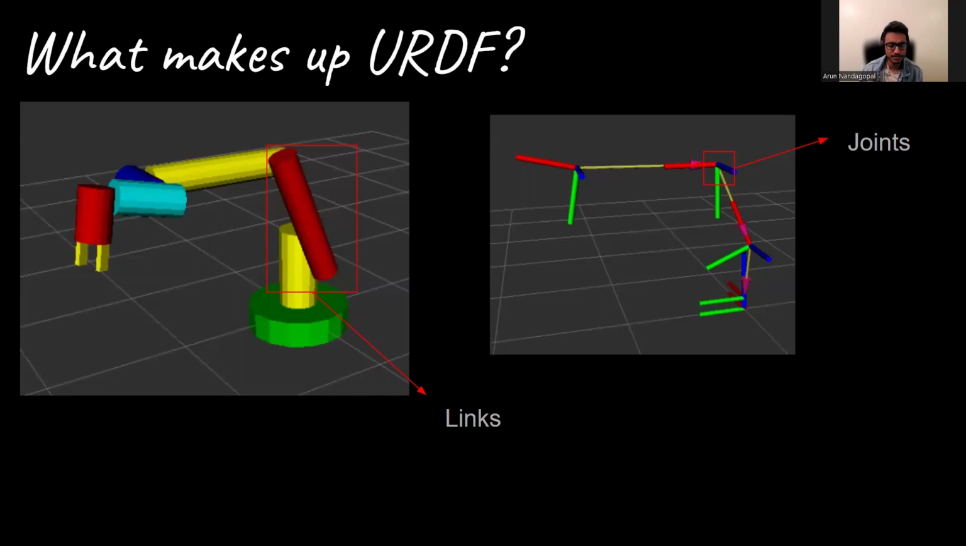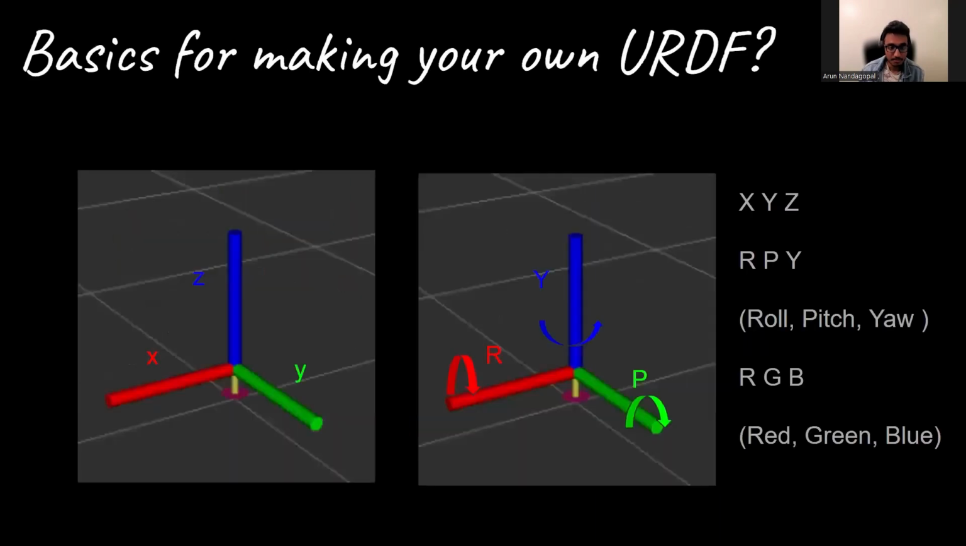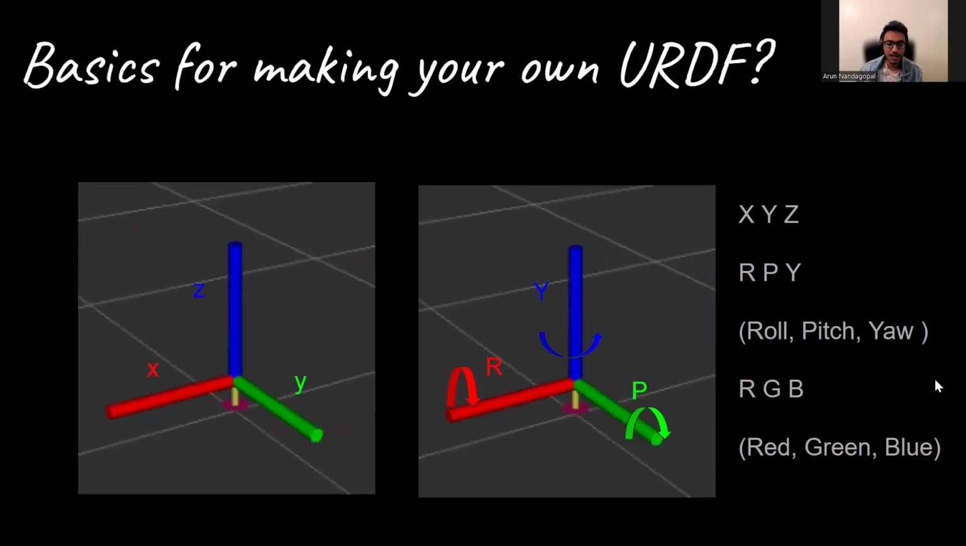So if you take a robot, it consists of links, and these links are connected together using joints. And one thing which is common in both of these, either the links or the joints, is that they have a coordinate system which represents them. So in order to dive deep into the URDF file, we need to understand the coordinate system much better and the conventions which are involved along with that.